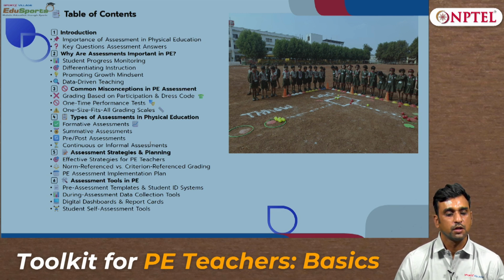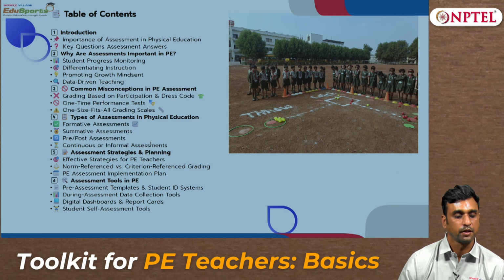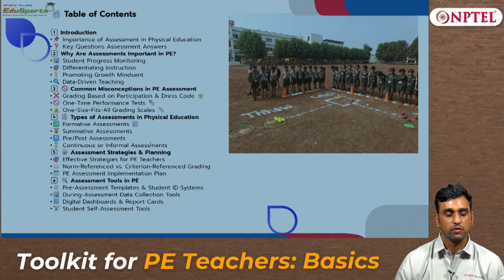The third topic is the common misconceptions in physical education assessment. First one being grading based on selective participation and dress code. One-time performance tests. One size fits all grading scales. Next, we talk about the types of assessments in physical education, namely formative assessments, summative assessments, pre and post, and continuous or informal assessments.